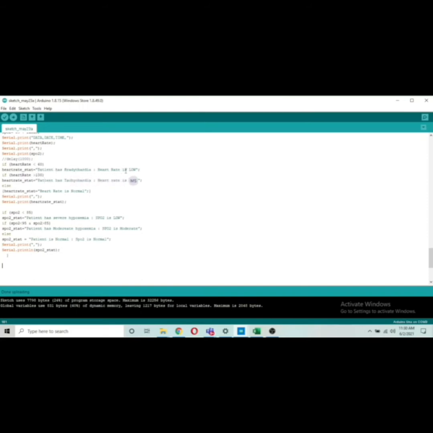We have acquired all this data on an Excel sheet. Similarly, if the SpO2 level in the body is less than 90, then the patient is having severe hypoxemia. If the SpO2 level is in between 90 to 95, then he has moderate hypoxemia. And if the SpO2 level is above 95, then the oxygen level in the body is normal. We have acquired all this data on Excel.